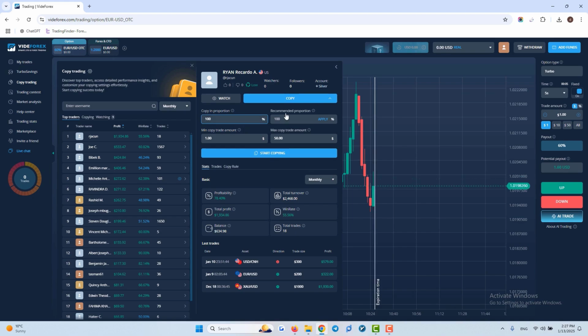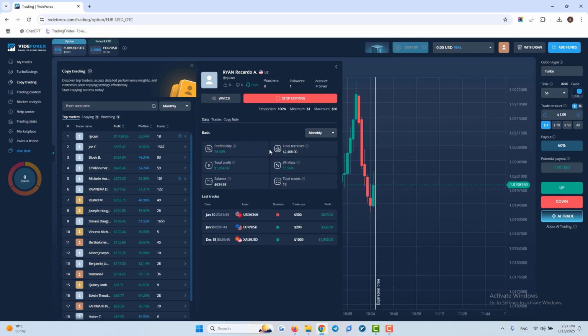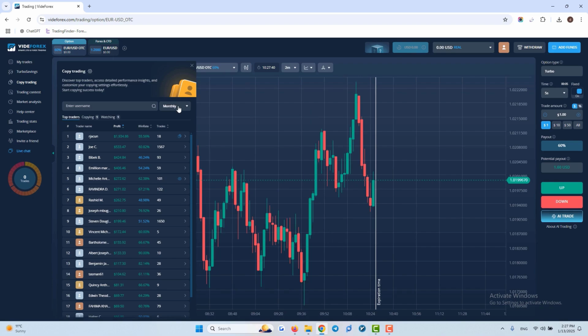Set min and max for copying trades. After settings, click Start Copying and their trades will be copied. View other traders monthly, daily or weekly, and if profitable, copy their trades. Specify min and max limit for transactions. After settings, click Start Copying. And now, as you can see, this person's trades will be copied for you.